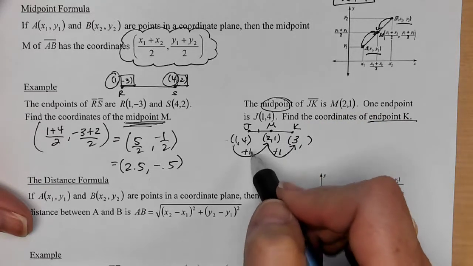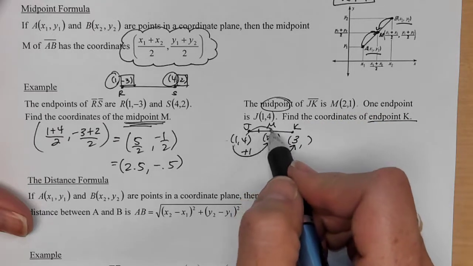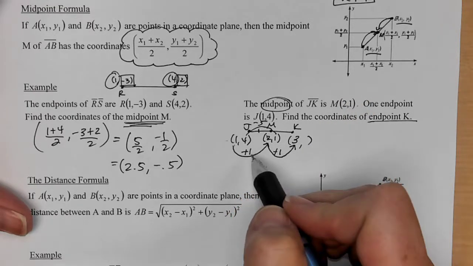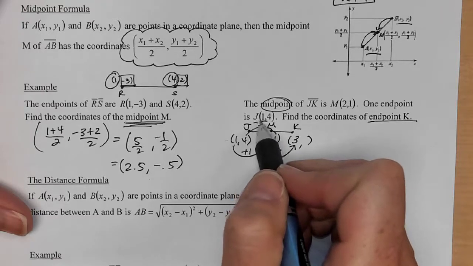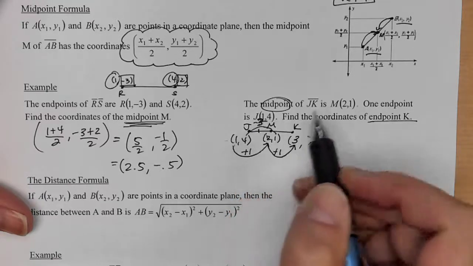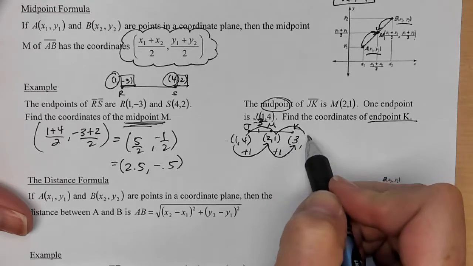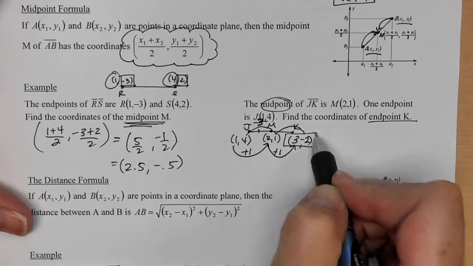Doing the same thing with the y's. To get from 4 to 1, you would minus 3. Sorry, 4 to 1, my bad, you're minusing 3. I don't know why I thought that was negative. And then you'll do it again. So 1 minus 3 is -2. So there's my new point.